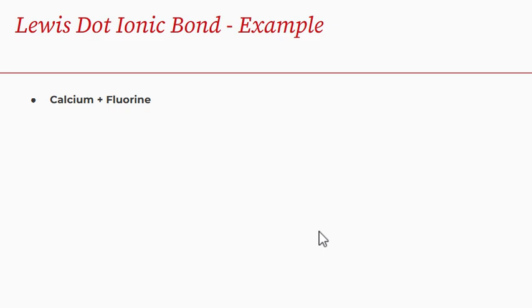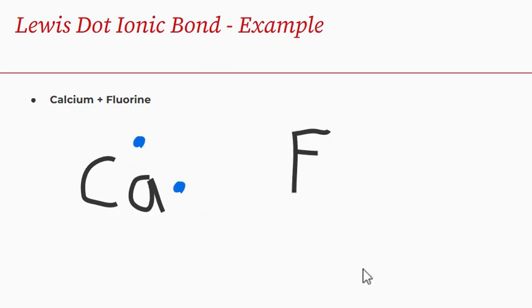So let's draw a Lewis dot structure for ionic bonds instead of just a single atom or a single ion. In this case, we want to represent the bond between calcium and fluorine. And we start off doing what we did last time. So we draw calcium, the symbol for calcium, Ca, and then we draw its valence electrons, which in calcium's case is 2. Then we draw fluorine. We draw its valence electrons, which are 7.